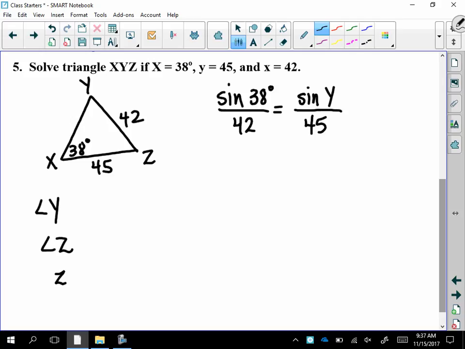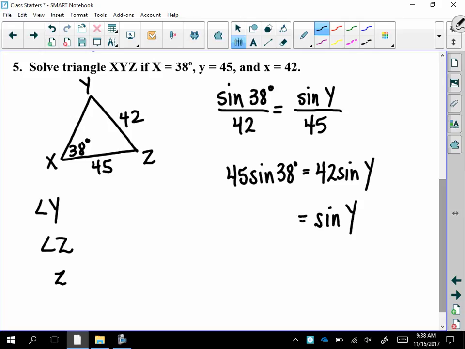We're going to cross multiply. And then we're going to ultimately get sine of Y, and it's going to be 45 times the sine of 38 divided by 42. What's the decimal? 0.659. 45 times the sine of 38 and then divide by 42.